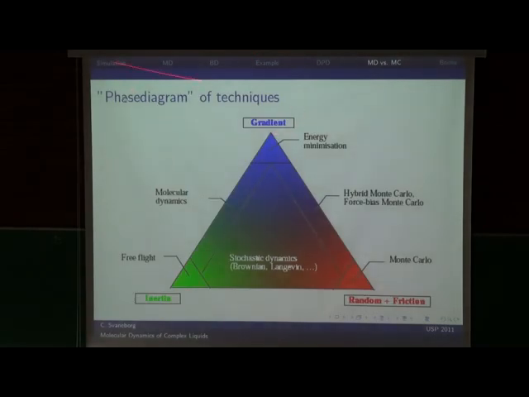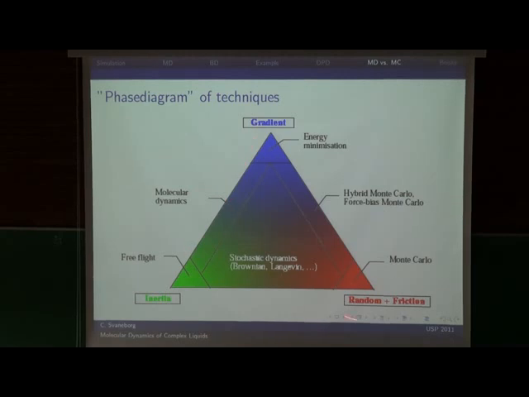We can make a kind of phase diagram of the techniques depending on the importance of randomness and friction, inertia, and the gradient, which is the gradient of the potential, the force. If the dynamics is dominated by inertia, we have free flight, meaning that things just move completely irrespective of the energy potential that they're located in. This is not very interesting. But if we are somewhere between inertia and the gradient, then we're doing molecular dynamics simulations with a Newtonian dynamics. The Newtonian dynamics would be somewhere on this line.